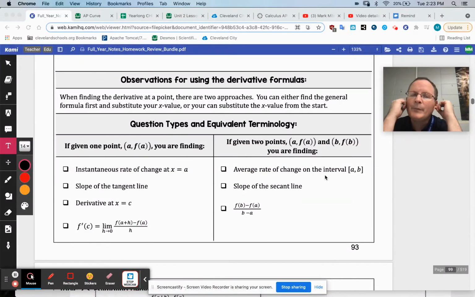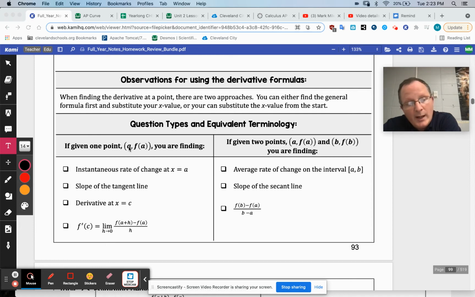Okay. I love this. When finding the derivative at a point, there are two approaches. You can either find the general formula first and substitute your x value, or you can substitute the x value from the start. All right, and we've looked at both of those. I did both of those in class, so that was pretty good.